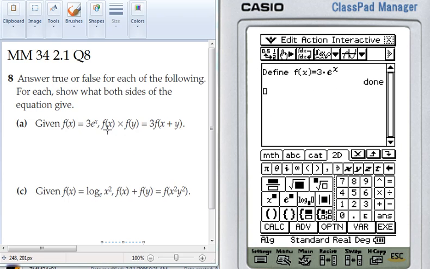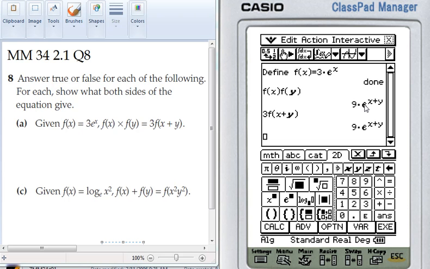Now I want f of x times f of y, so I'll select f of x and f of y. I'll take f of x and put it there, and this changed my x to a y. Execute. My left hand side is 9 times e to the x plus y, and my right hand side is 3 f of x, but it's not just x, it's x plus y. And execute, and the right hand side is 9e to the x plus y. Now obviously the answer is true because I can see visually that they're identically the same.